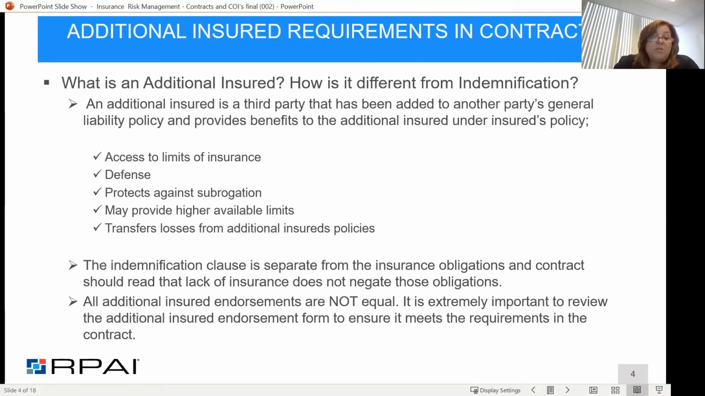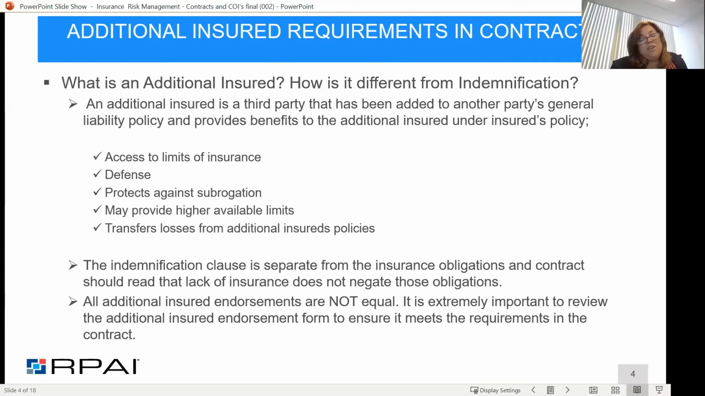It also allows you then to transfer your losses, right? So instead of you and your policy having to respond, the party that had control of the work is the one that's going to respond. So I think that's the thing to make sure of: that you have a clear indemnification clause, and then you have the insurance to back up that indemnification obligation under the agreement.